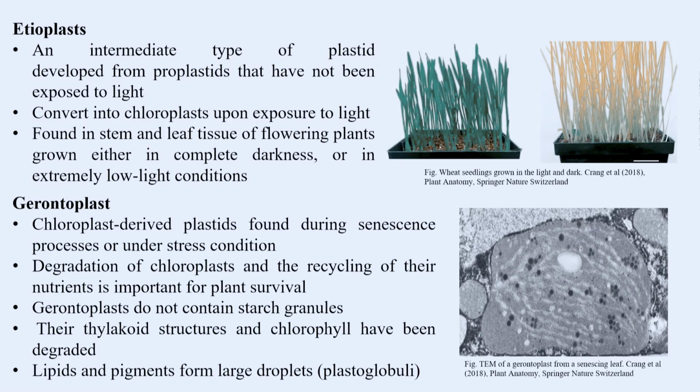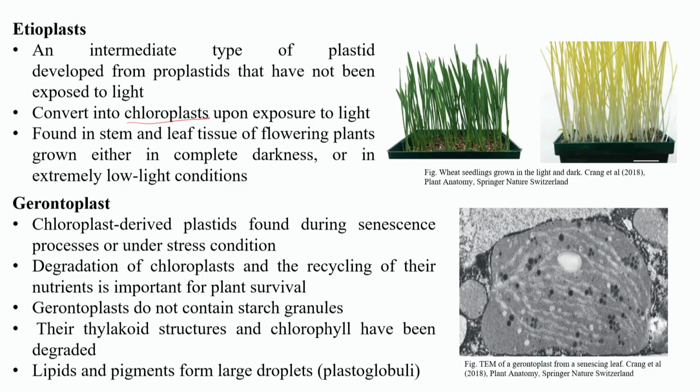Then coming to etioplast, it is also an intermediate type of plastid between proplastid and chloroplast. If proplastid is not exposed to light, it will be converted into etioplast, and if we expose this etioplast to light, then it will be converted into chloroplast. It is found in stem and leaf tissue of flowering plants which grow under complete darkness or under extremely low light conditions. Now the next type of plastid is gerontoplast.